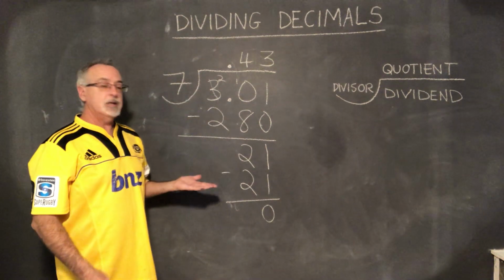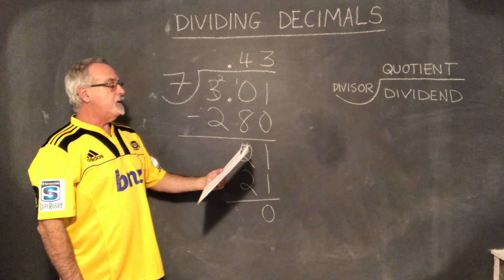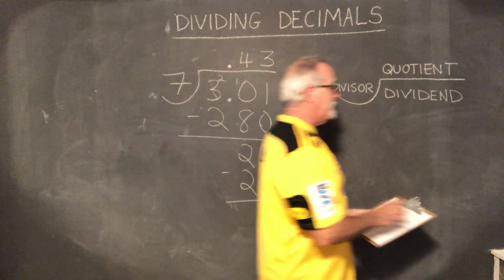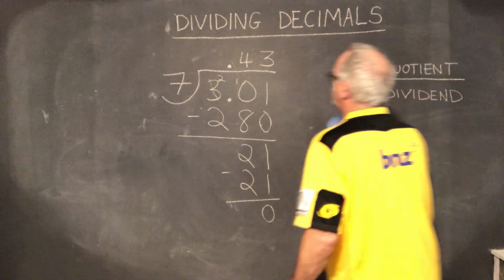Otherwise, the steps are really the same. That's good. Okay, another one. What if we have more 0 placeholders? So I want to do an example like that.